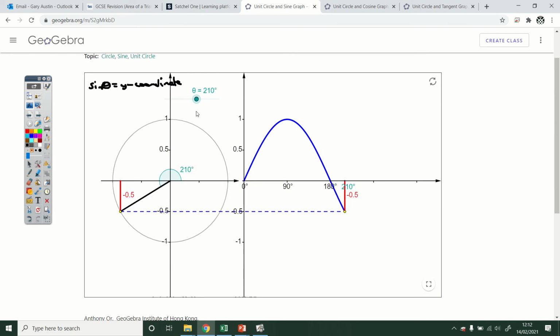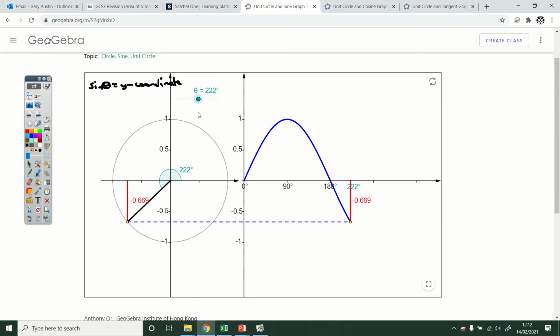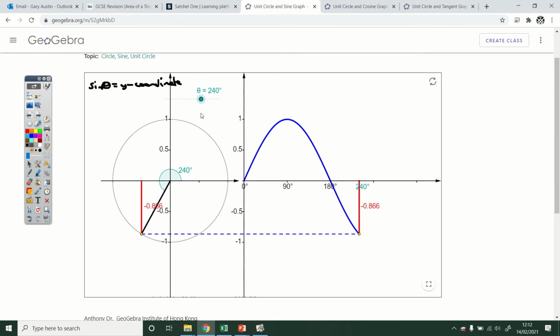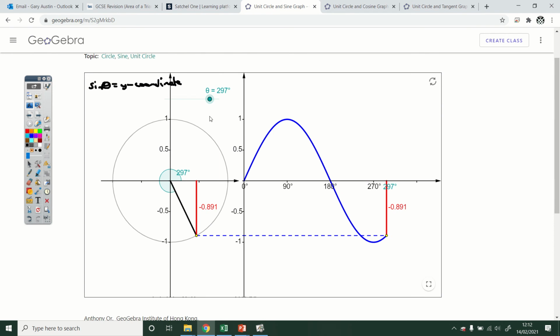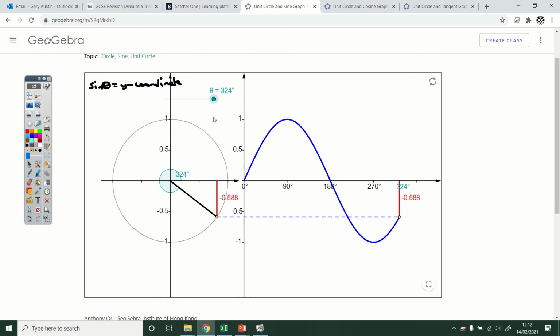We're going to continue around to 270. That means that sine theta is moving negative because the y-coordinates are negative. At 270 degrees, sine of 270 equals minus 1. And then moving back round in the fourth quadrant, we're moving back up towards 0 from the negative side. And then sine of 360 degrees gets us back to the beginning of the cycle, which is 0 again.